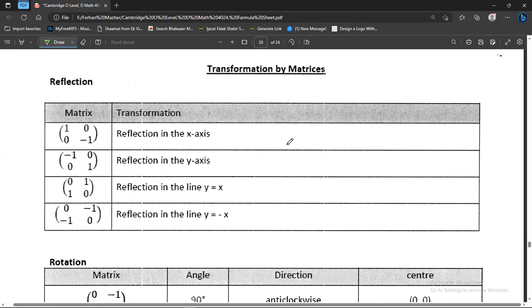Reflection in the x-axis is represented with the matrix 1, 0, 0, -1. Reflection in the y-axis is -1, 0, 0, 1. Reflection in the line y equals x is 0, 1, 1, 0. Reflection in the line y equals -x is 0, -1, -1, 0. If you can remember it, please remember it, because in the exam this is frequently asked. They ask you, okay, this transformation is represented with which matrix? Okay, so this was about reflection.